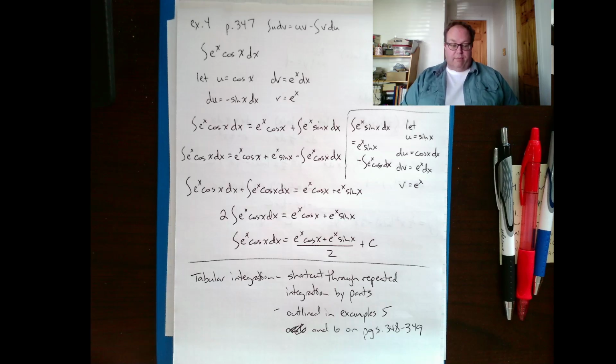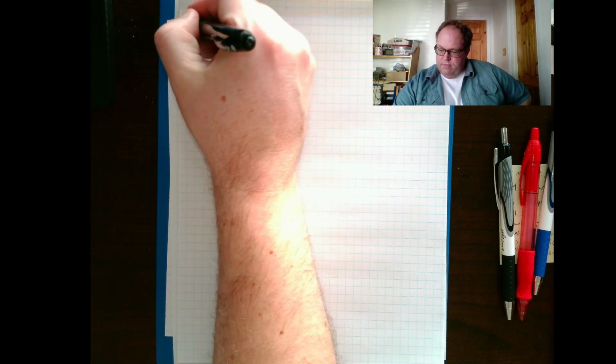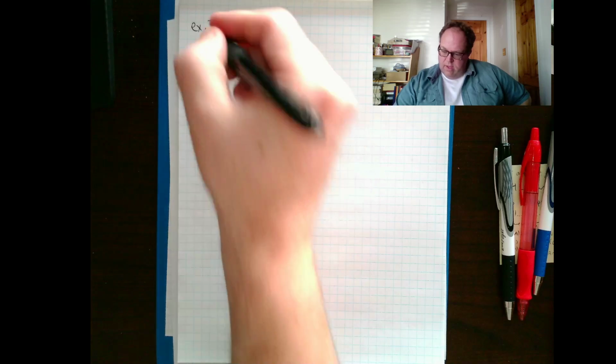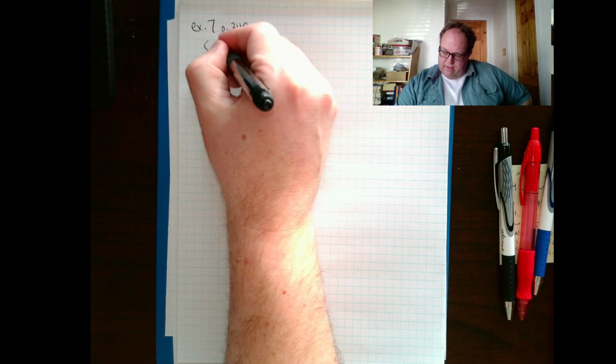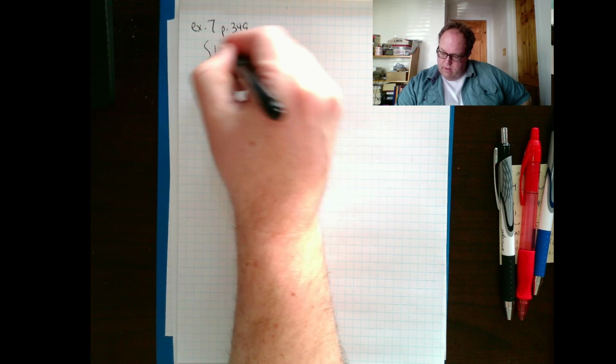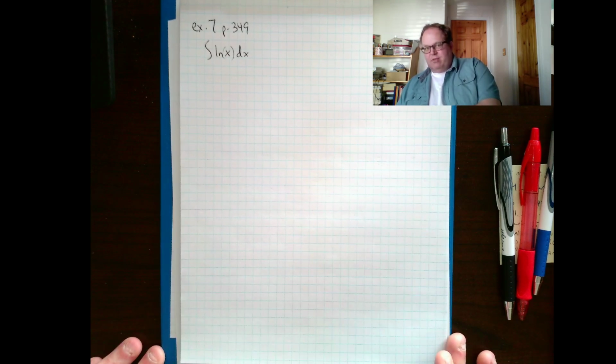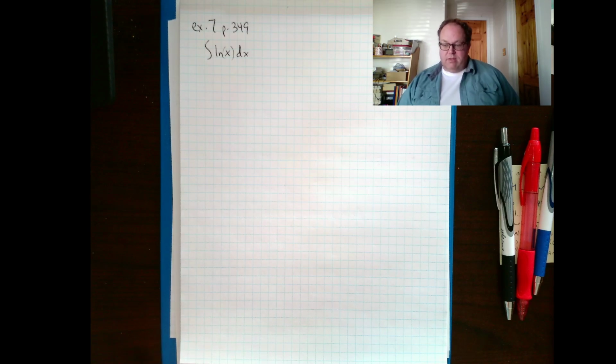Still going to do a couple more examples, because who doesn't love examples? Take a look at example 7 on page 349. Here we're asked to evaluate the integral of ln x dx. And where it looks simple, sometimes that's not always how things work out. I would challenge you to just off the top of your head come up with the antiderivative of ln x by the rules that we've talked about. So we'll attempt to do this by parts instead.